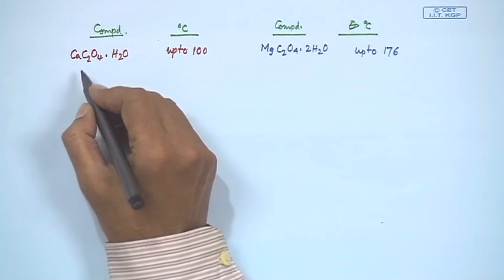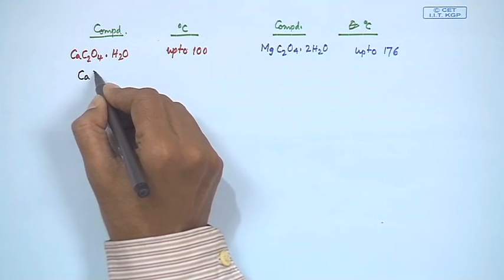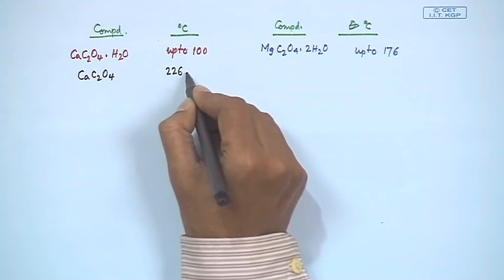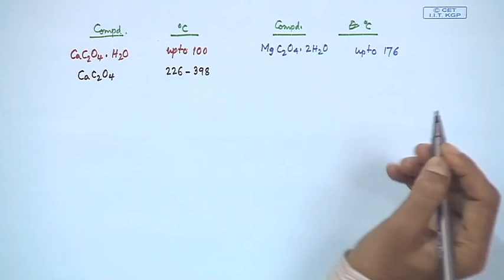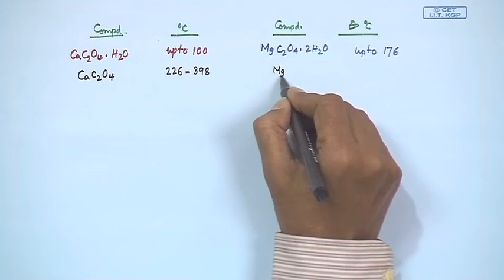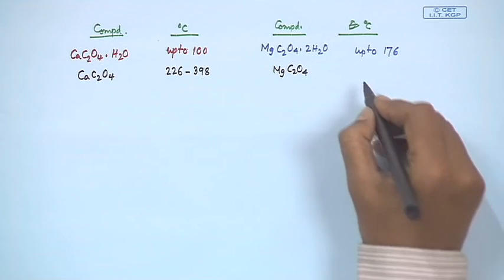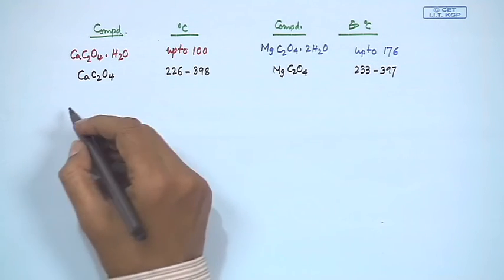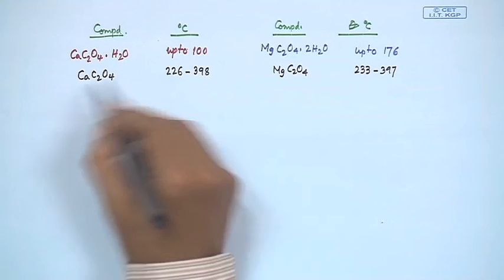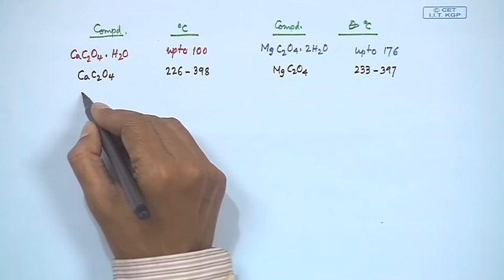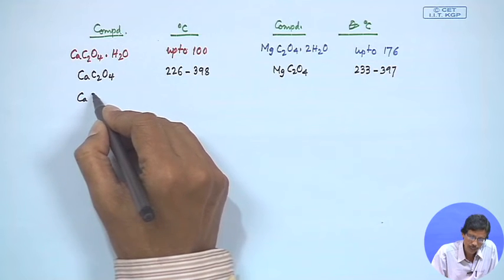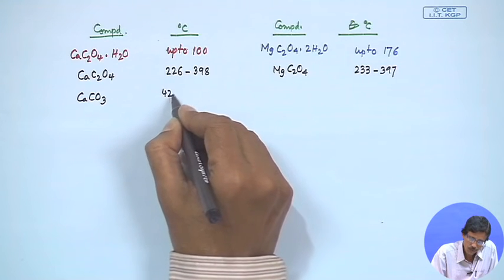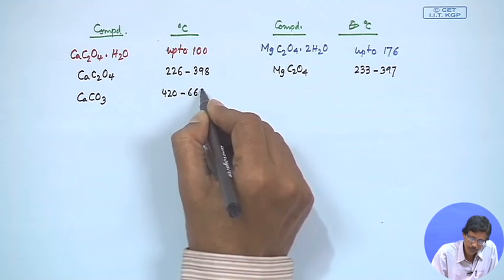Then we have the degradation, that means we get anhydrous calcium oxalate, as water is going out, which is within the range of 226 to 398. Similarly, anhydrous magnesium oxalate is also stable within the range of 233 to 397 degrees centigrade. So, what you find is that the degradation of these two is different. Then you have calcium carbonate, which is stable in the range of 420 to 660 degrees centigrade.